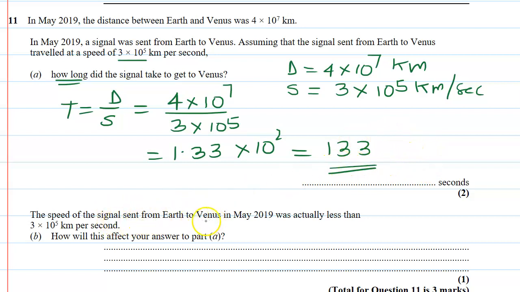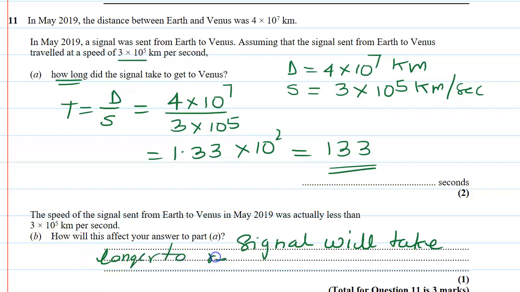The speed of the signal sent from Earth to Venus in May 2019 was actually less than 3 into 10 to the power 5 kilometer per second. How will this affect our answer? So see, the signal will take longer to reach Venus.